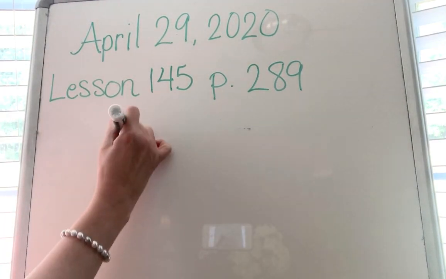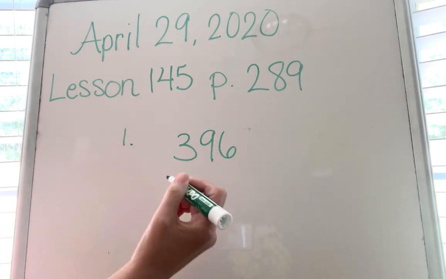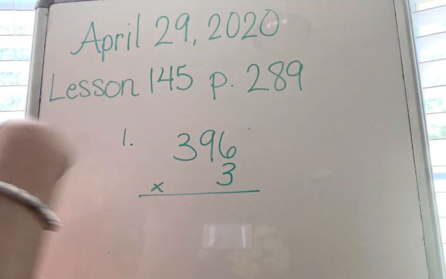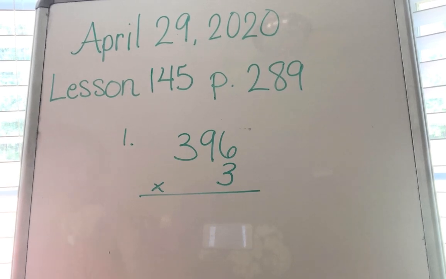Number one is 396 times 3, okay? I can tell from our Google Meet today that you guys are doing really awesome with this, and I'm so proud of you, and I'm not surprised. So going to the three-digit factor and carrying to the hundreds place should not be a big deal. It's just a matter of practicing it over and over again, okay?